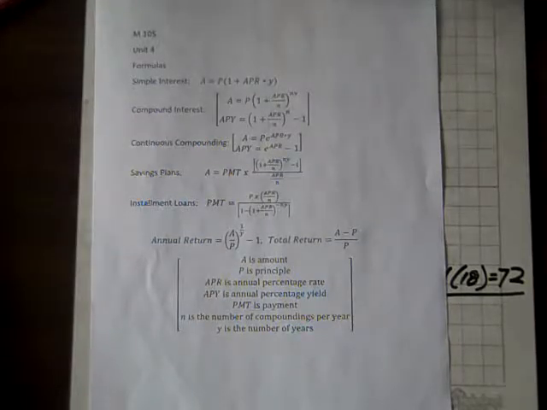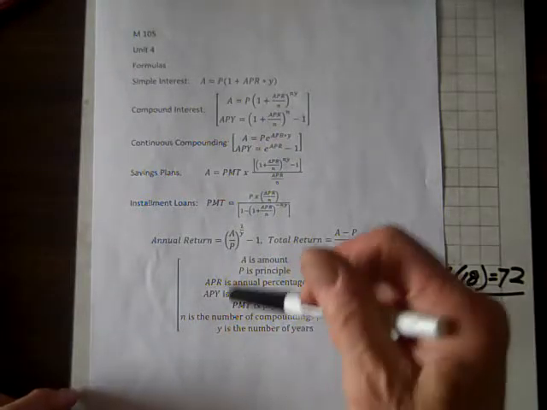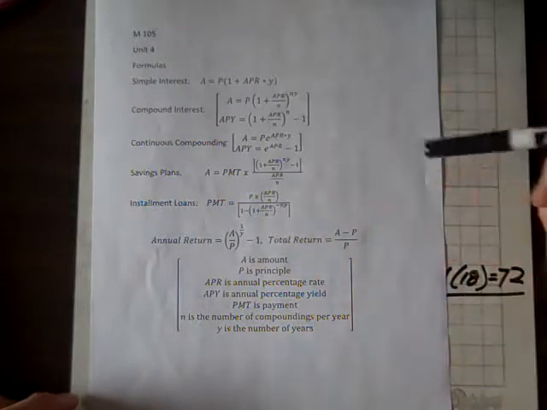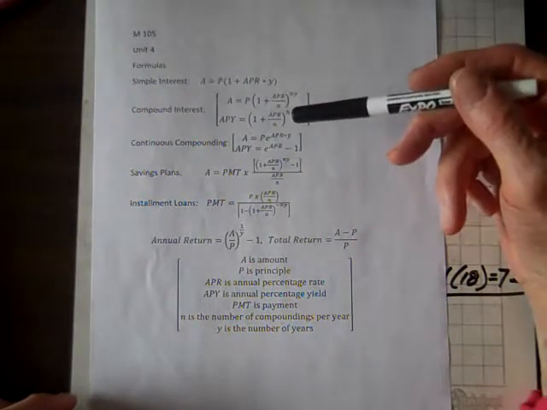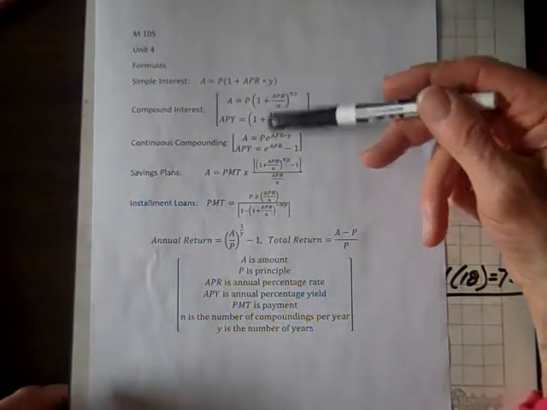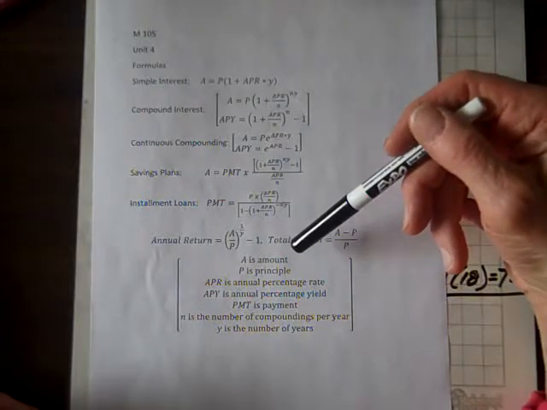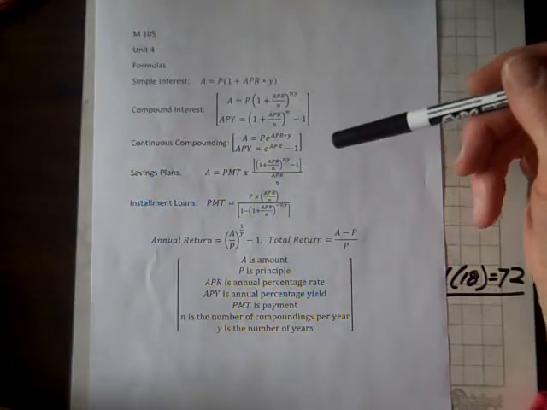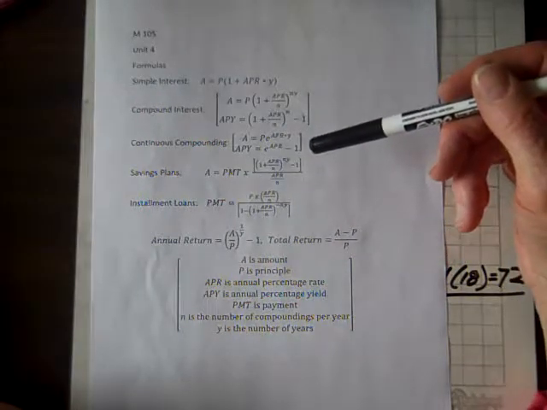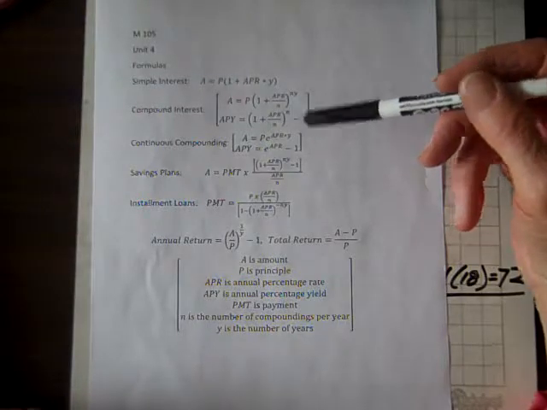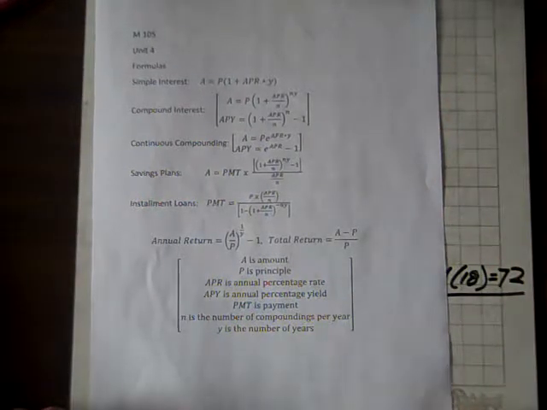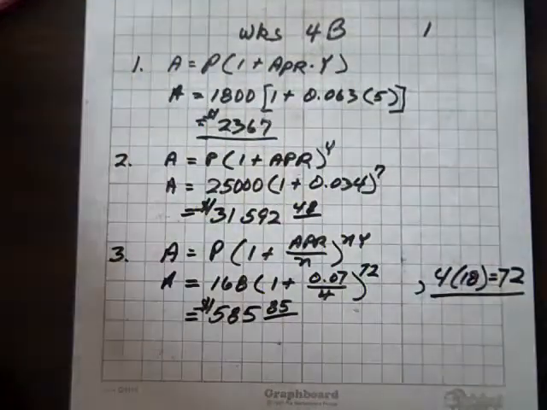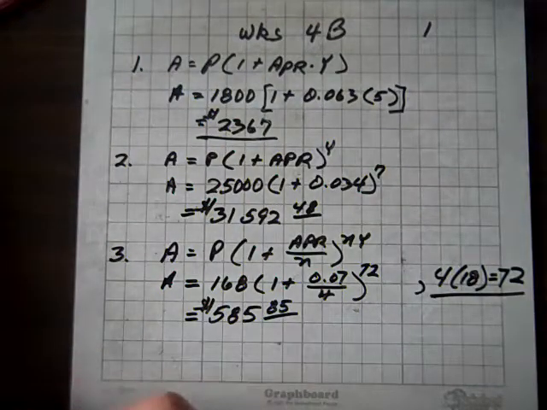Okay, now we're doing worksheet 4B, and we're going to use these formulas throughout. The formulas are given in the book, but I'm going to give them to you in this worksheet. If you can read it, you might want to print it off, but I'll send you an email copy and you can print that also.